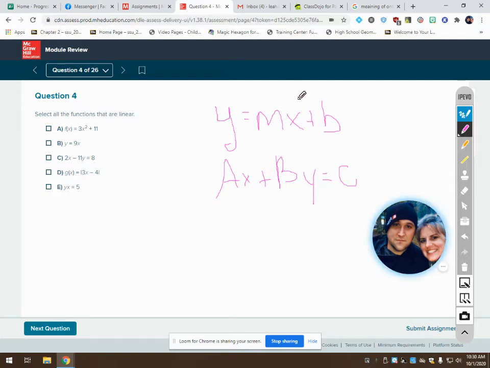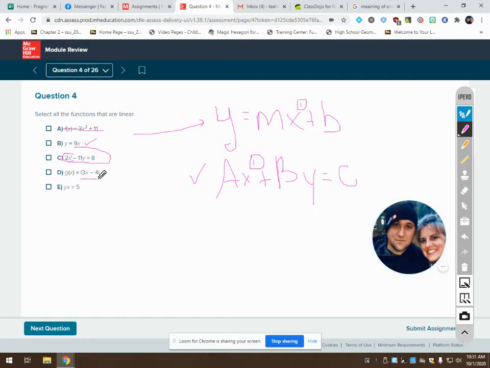The important thing is that the exponent on the x variable is nothing other than a 1. If it's anything other than a 1, then it is not linear. So we realize that this is not linear. This would be linear. This would be linear. Look at my x value. It has a 1 and it's in this form. This is in this form.